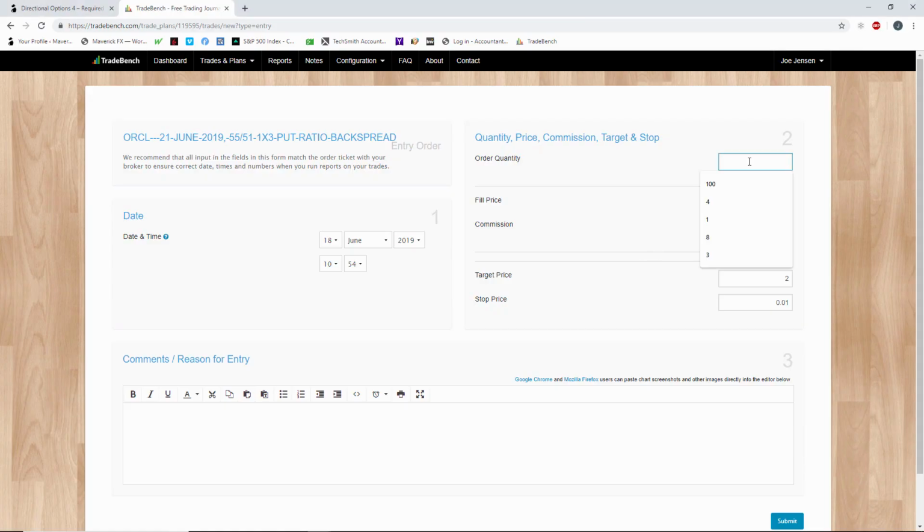Okay, order quantity, it's a 3-to-1, right? So I'm going to put in all 3 contracts. Hopefully my multiplier is still at 100. It should be. Fill price was 55 cents. Now my target price and my stop price, I can actually just get rid of those. Order triggered. Let's hit submit. Let's get that going.